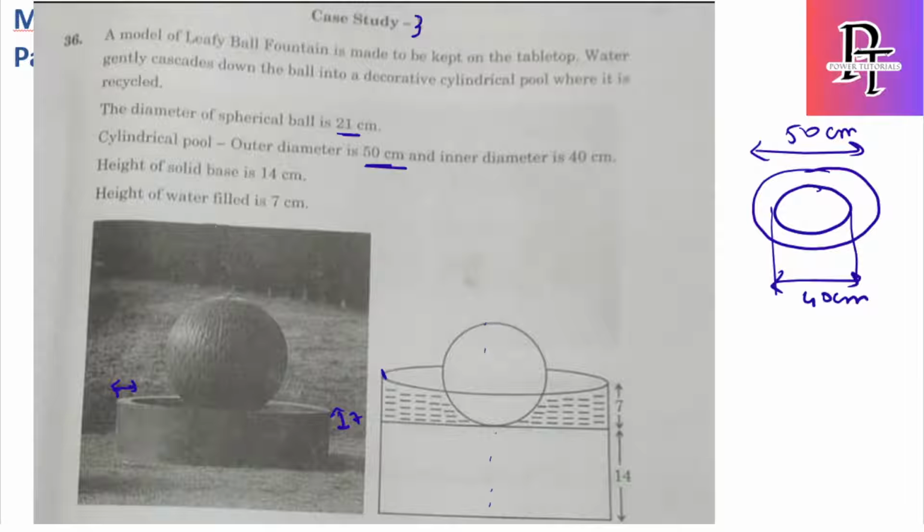Okay, so where is the sphere here? Spherical ball diameter we have, which is 21. So this part is nothing but diameter. If you simply add the diameter of the sphere plus 14, you will get the total height of the fountain. No need to think about the cylinder, because till here we already have the sphere.